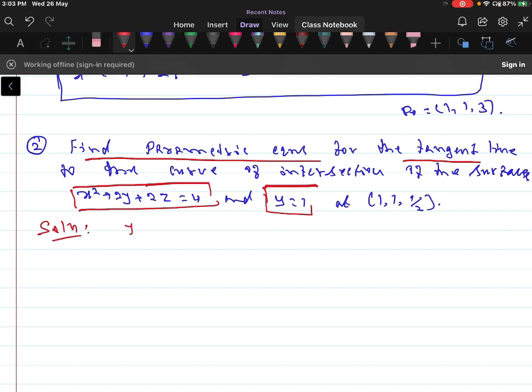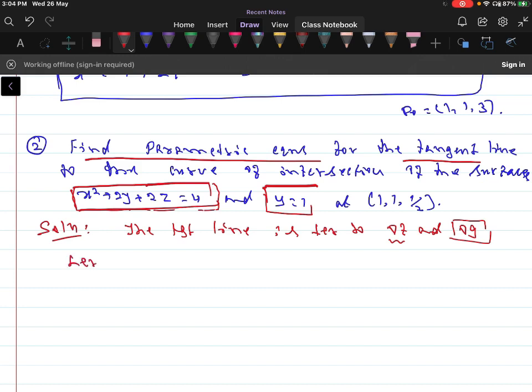So you can observe that the tangent line will form at the intersection of the surface and the plane here. So there we can draw the tangent at the point p naught, where p naught is equal to (1, 1, 1/2). So the tangent line is perpendicular to gradient of f and gradient of g. Gradient of f can be obtained from the function x square plus 2y plus 2z is equal to 4, and the gradient of g can be obtained from the plane y is equal to 1.